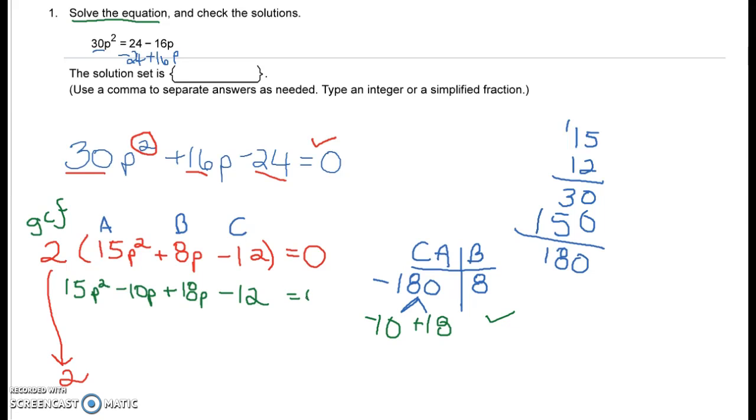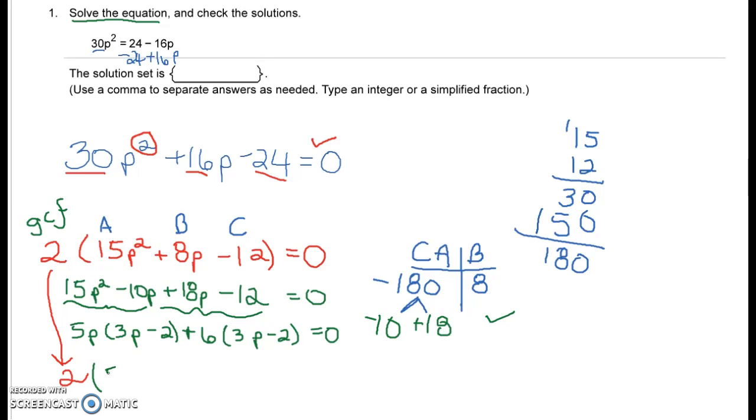The equal 0 just kind of hangs on. Then I'm going to do my grouping. Be 5p times 3p minus 2. And then my next grouping would be plus 6. And that would also leave me 3p minus 2, still equals 0. So I have my 2 that I took out from before, and then 5p plus 6, and 3p minus 2 equals 0.